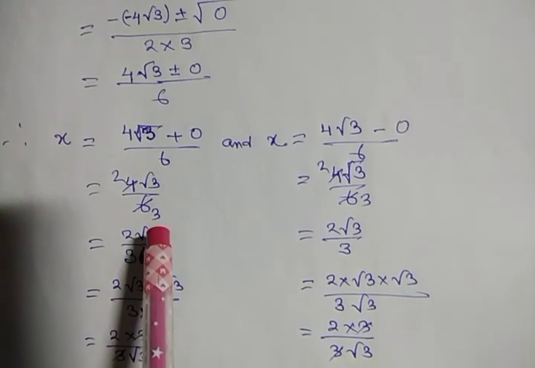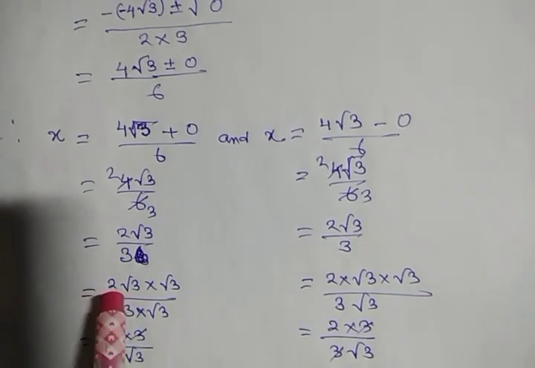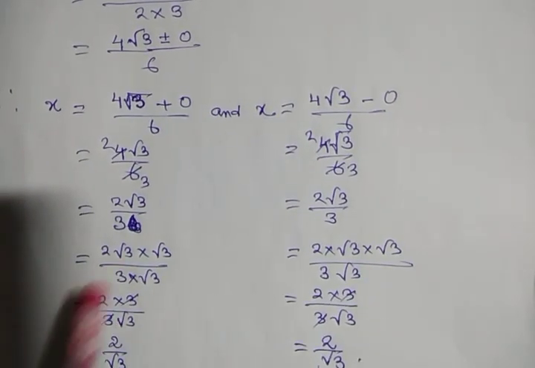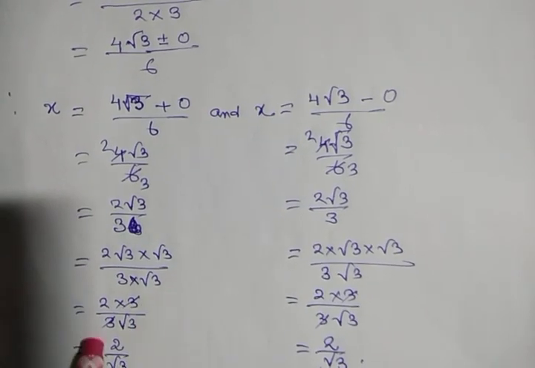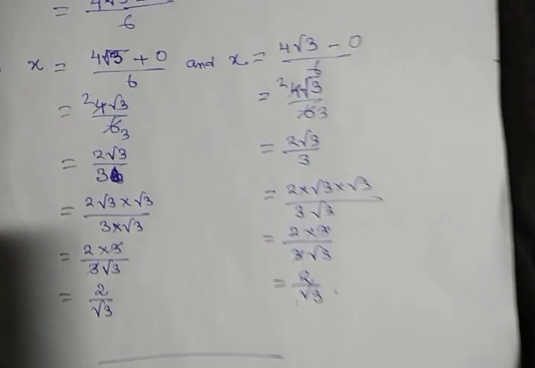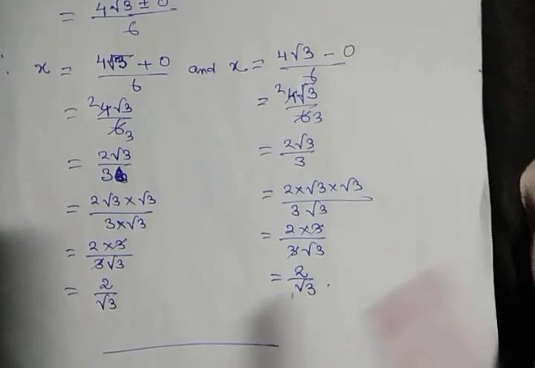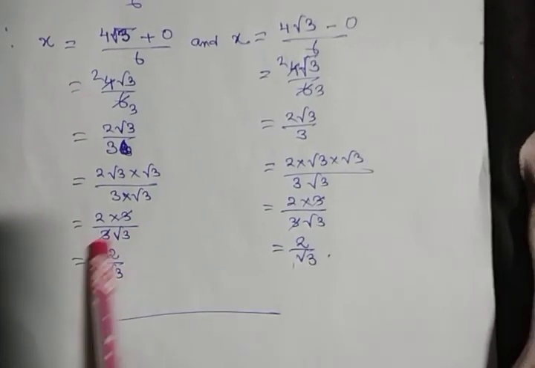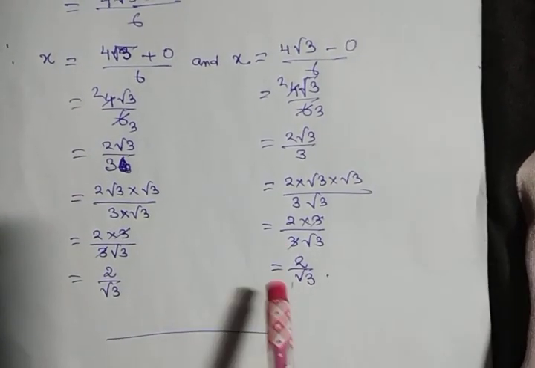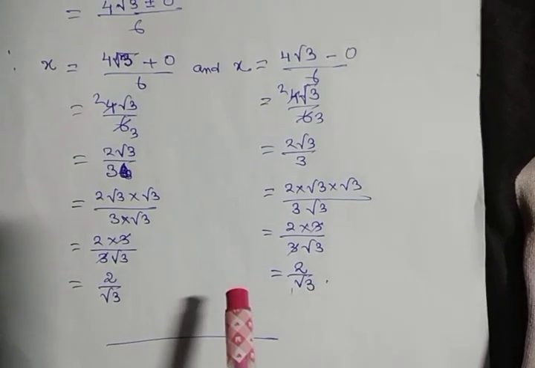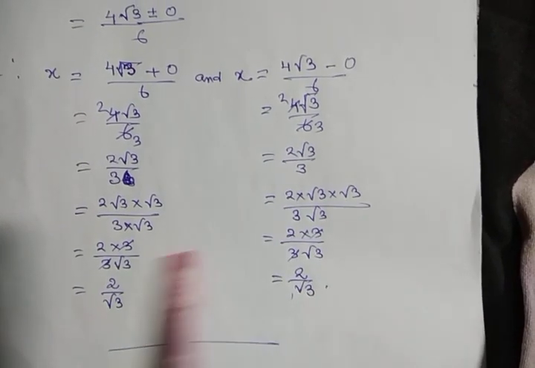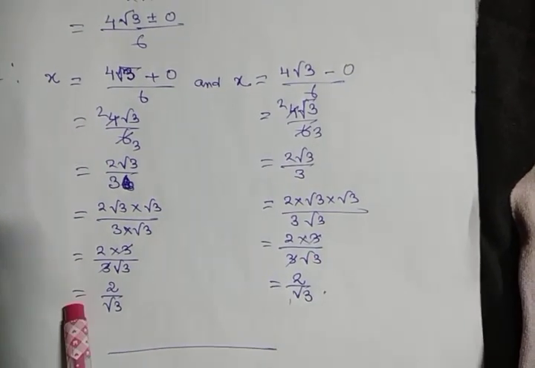We can multiply numerator and denominator by root 3. So 2 into root 3 by 3 into root 3 becomes 2 into 3 by 3 into root 3, and the 3 cancels, so 2 by root 3. The same way here also 2 by root 3. That means in this case the discriminant becomes 0, so two equal real roots exist. Both are equal, so the value of x is 2 by root 3, 2 by root 3.